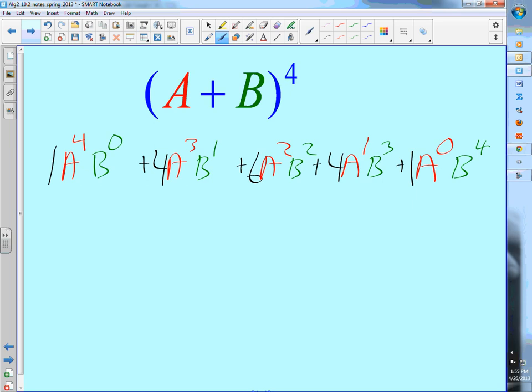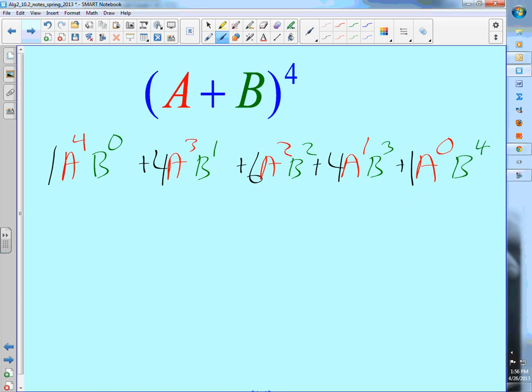If you look at the powers on the A and the B, what do you notice about the powers in each of my terms? Anyone see a pattern to that? They add up to 4, which is the degree of the binomial. 4 plus 0, 3 and 1, 2 and 2, 1 and 3, 0 and 4. Now that won't always be true at the end of a problem, but it will be true on the first line. And I'll show you why it won't be true at the end of the problem here in a moment.